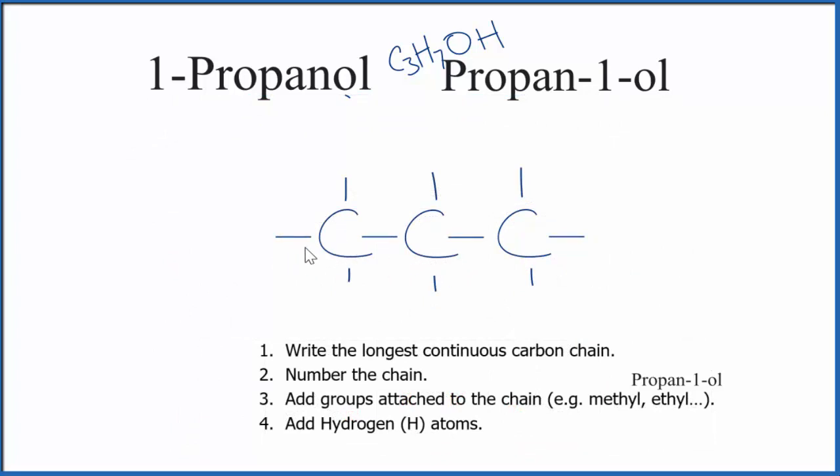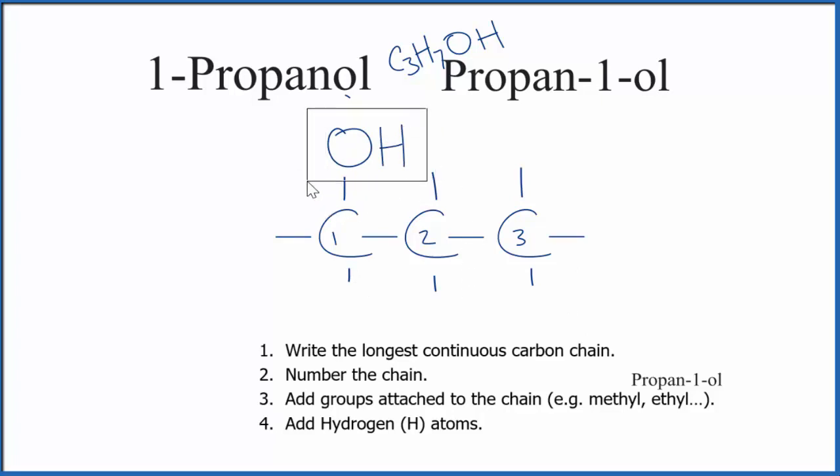Right now, this is propane, 3 carbons with single bonds. And each one of these lines goes to a hydrogen atom. But we want propanol. So we need to put an OH on the first carbon. If we number the carbons, this will be our first carbon. And we can put the OH here, here, or here. It really doesn't matter. Let's put it on the top. So this is the formula for 1-Propanol.